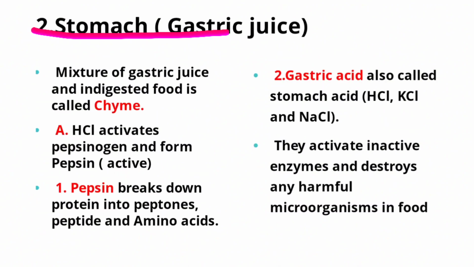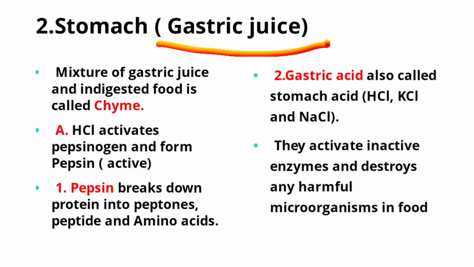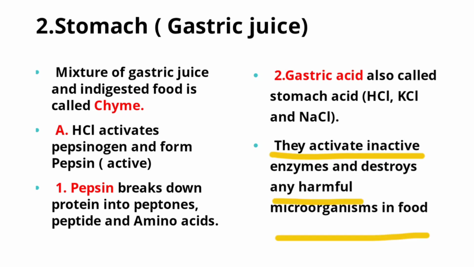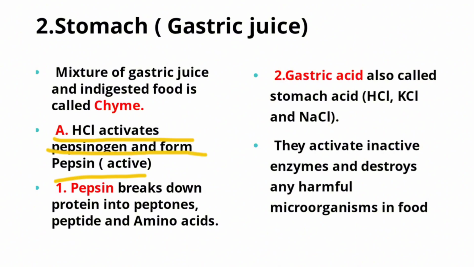The stomach wall produces gastric juice. Gastric juice contains four important digestive enzymes. The mixture of gastric juice and undigested food is called chyme. Gastric acid, also called stomach acid, activates inactive enzymes and destroys harmful microorganisms. For example, HCl activates pepsinogen and forms active pepsin.